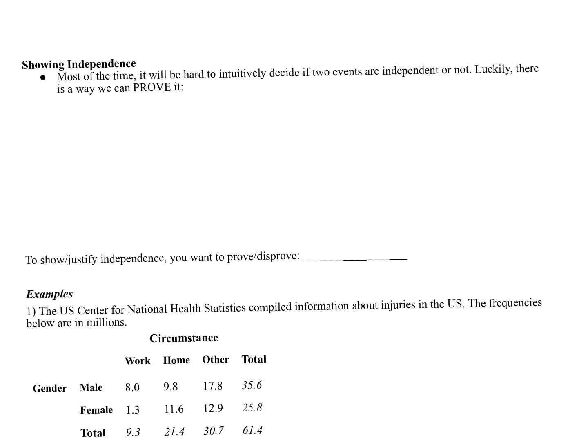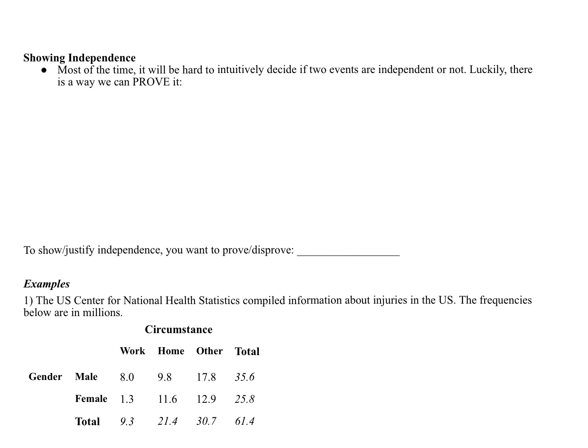All right, so showing independence. We've talked about finding probability for independent events and for dependent events, but how do we know whether or not two events are independent or dependent? We've already talked about the fact that coins and dice are always going to be independent, but for anything else, how do we know?